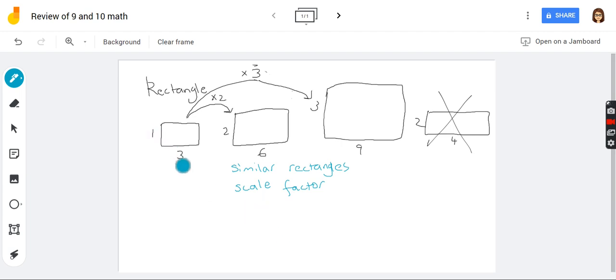their width to length is going to be the same. So 1 to 3, 2 to 6, 3 to 9, that's the same ratio. So that's your concept of ratio. Okay, so that's the first concept. So what I'm going to do, I'm going to go to the next Jamboard frame.